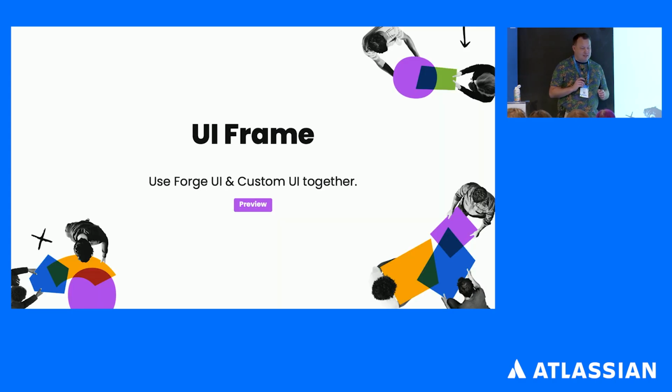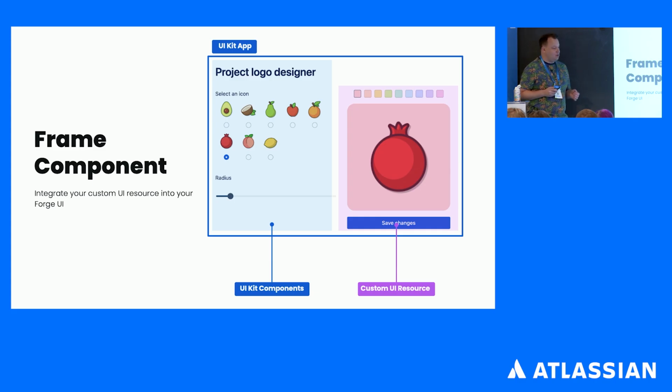And then excitingly, we're introducing UI Frame. As Mel mentioned before, if you started with Forge UI and then you needed to bring in your own components or a third-party component, it wasn't possible. You had to start again. So what Frame does is it allows you to bring external components into the Forge UI component tree. For example, on the left-hand side here, I have a UIKit user interface where you can select an icon and define a radius. And on the right-hand side, a custom UI resource that modifies this image inside the canvas.